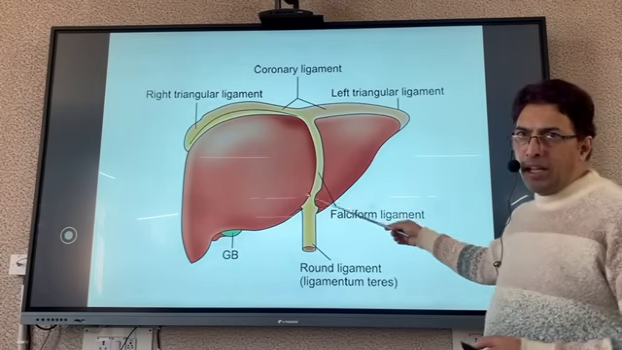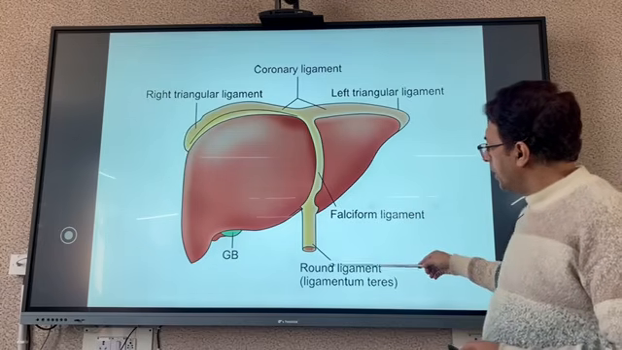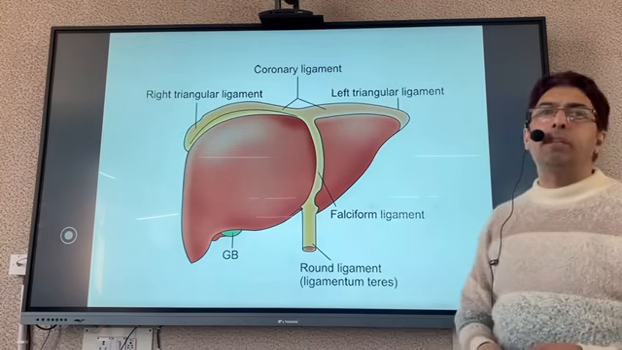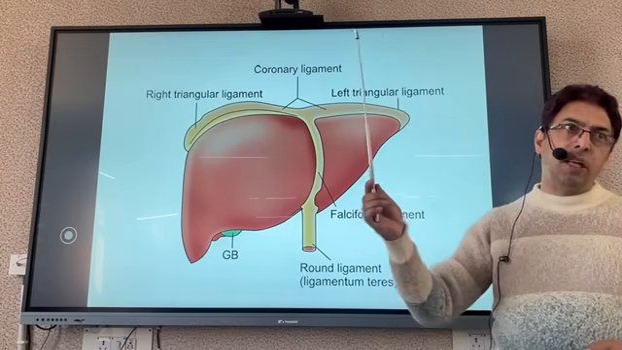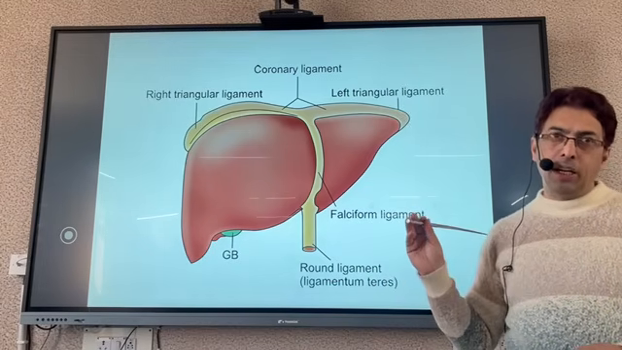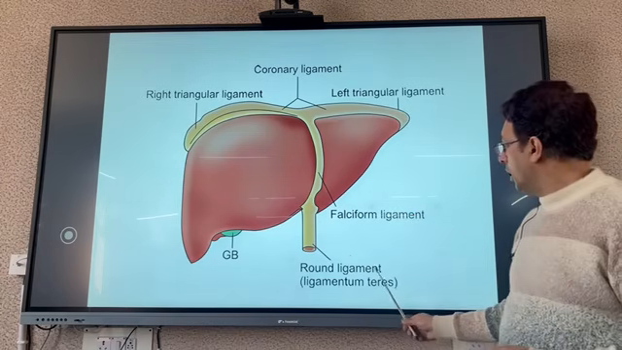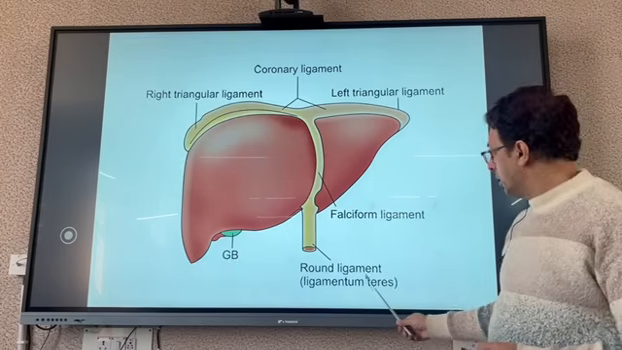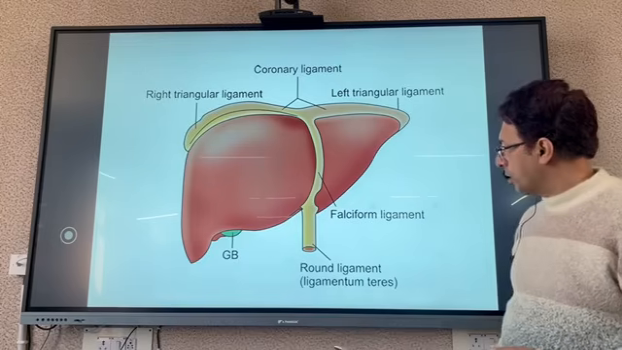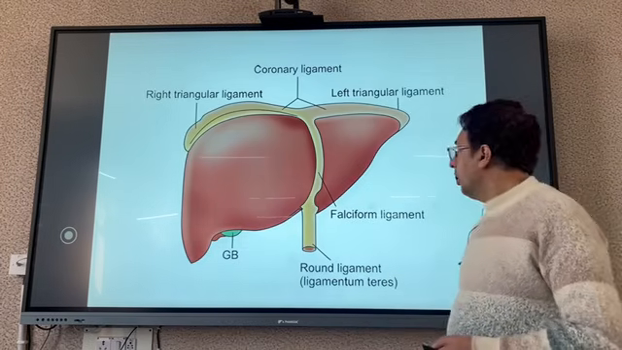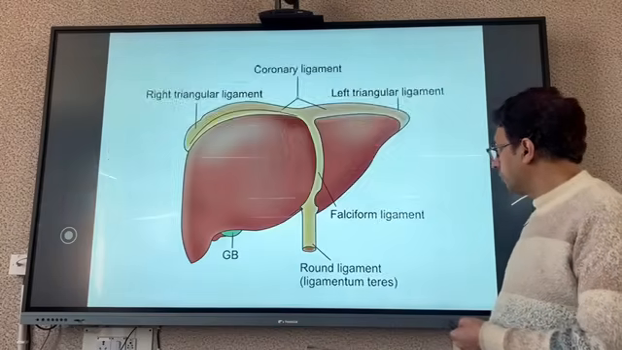It would look as if it is a continuation of the back, but it is the round ligament or the ligamentum teres. Now, this is not the ligamentum teres of the femur, that is ligamentum teres femoris. This is ligamentum teres hepatis. Very, very important. So this is the round ligament of the liver, or the ligamentum teres of the liver. That's important. Then, going back to the slide that I showed you.